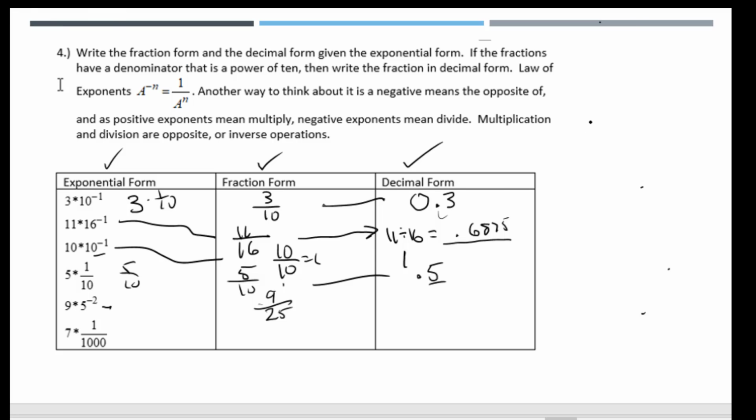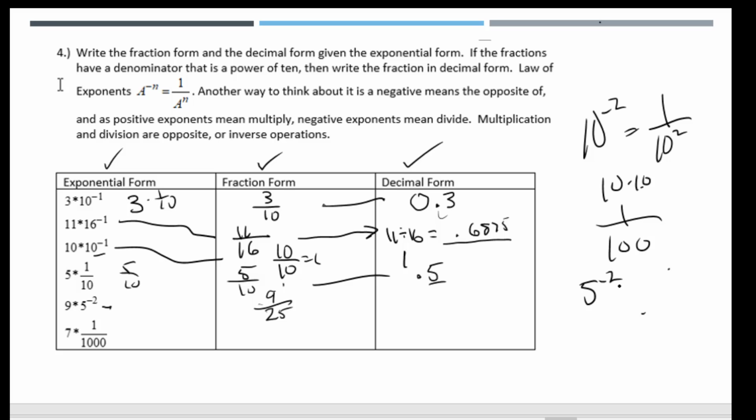only recall that 10 to the negative 2 is 1 over 10 squared. 10 squared means 10 times 10, so that's 1 over 100. 5 to the negative 2 is 1 over 5 squared. 5 squared is 5 times 5, so that's 1 over 25. And you have 9 of them.